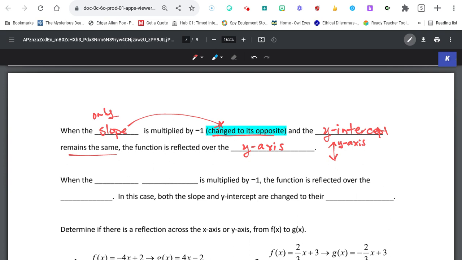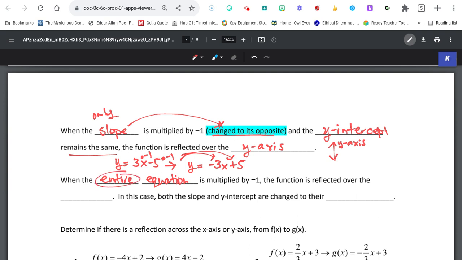But when the entire equation is multiplied by -1, and when I say the entire equation, basically, suppose you had this and you went from this to this. Basically, if you multiply 3 by -1, and you multiply -5 by -1 to get to this, you're changing both the slope and the y-intercept to their opposites. So that's when I say the entire thing.